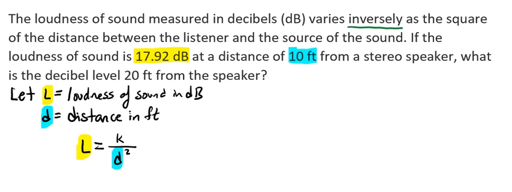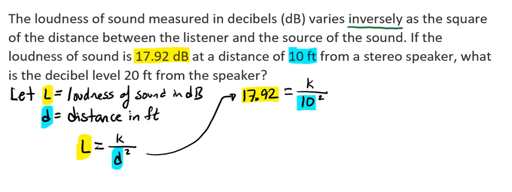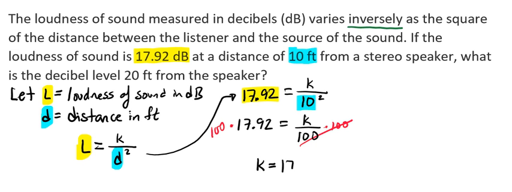Now we can take our 17.92 and our 10 feet, and plug those into our equation. Let's simplify: 10 squared is 100. Now we're going to get that K value by itself, so we're going to multiply both sides by 100 to get rid of that. K is going to equal 1,792, which means that our model is going to look like L equals 1,792 divided by the distance squared.